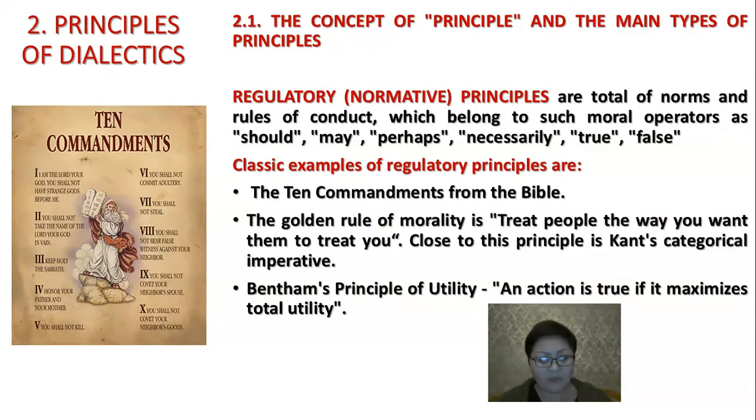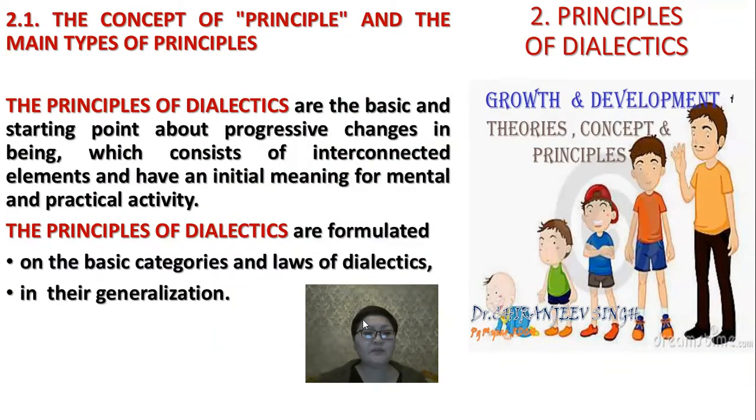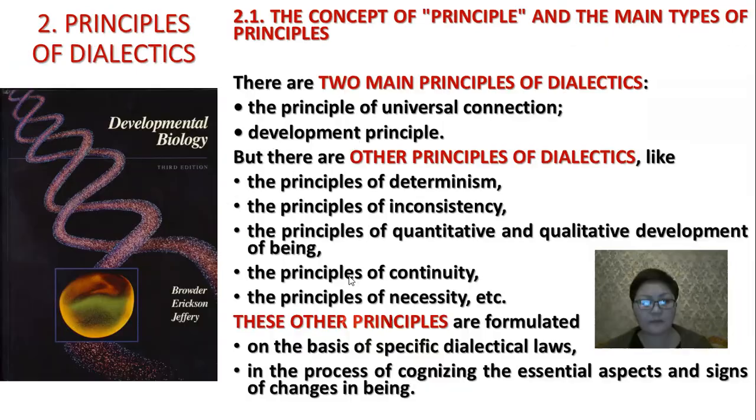The principles of dialectics are the basic starting point for progressive changes in being, which consist of interconnected elements and have an initial meaning for mental and practical activity. The principles of dialectics are formulated on the basic categories and laws of dialectics in their generalization. There are two main principles of dialectics: the principle of universal connection and the development principle.